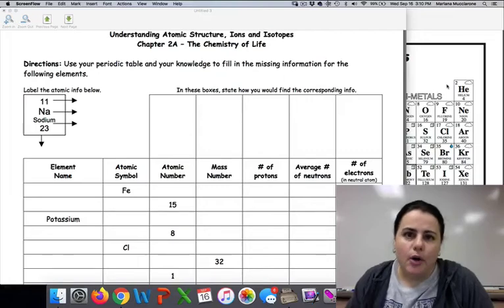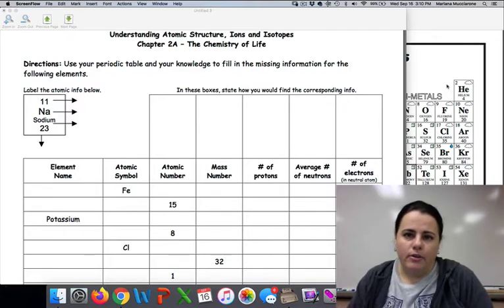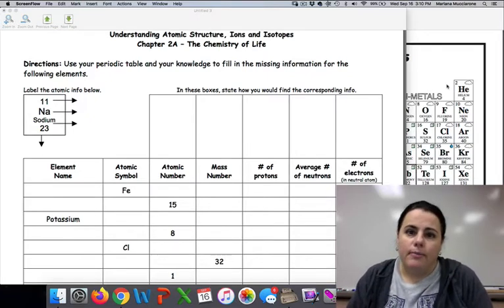Hi class, today I'm going to go over this worksheet, not the whole thing, but if you're having trouble understanding what to do and how to figure out the information, I will go over an example or so on each of the sections to help with any confusion that you may be having.